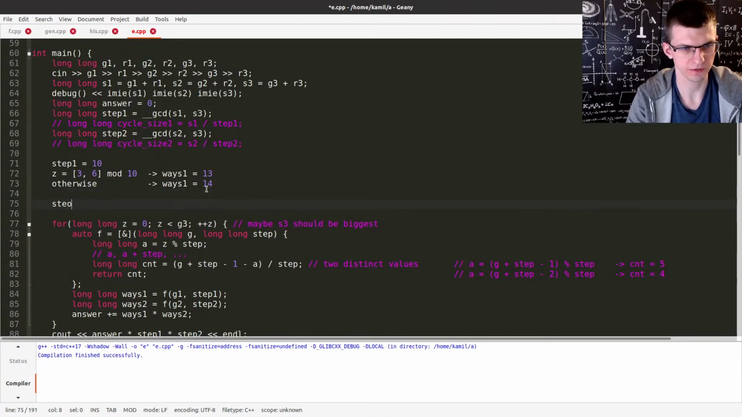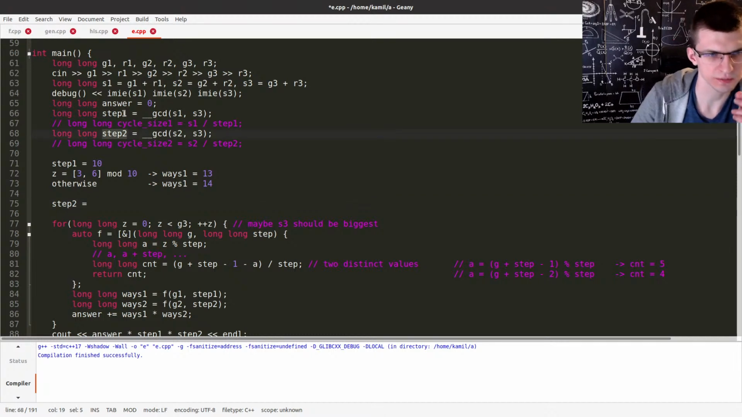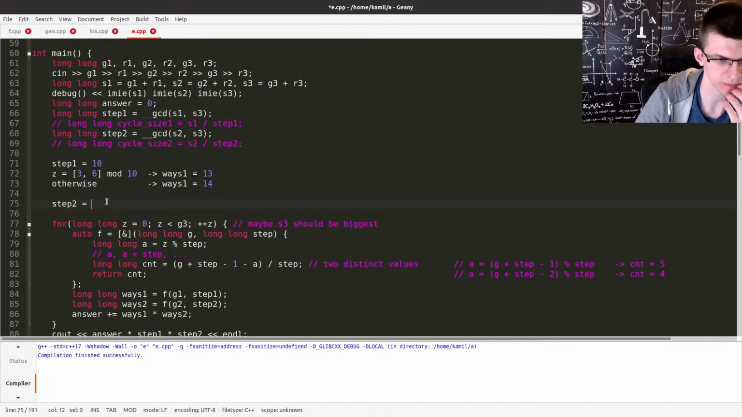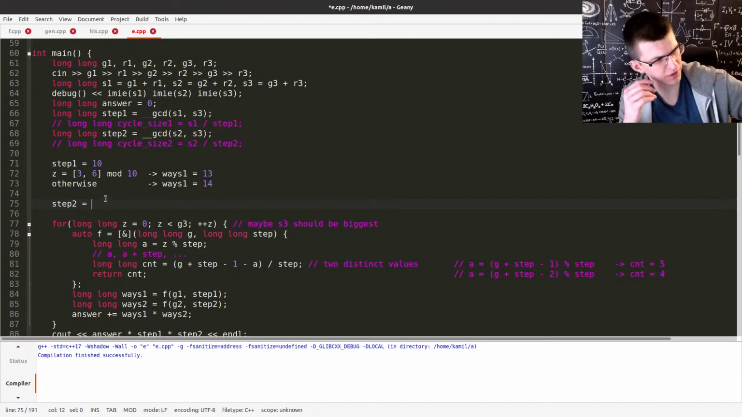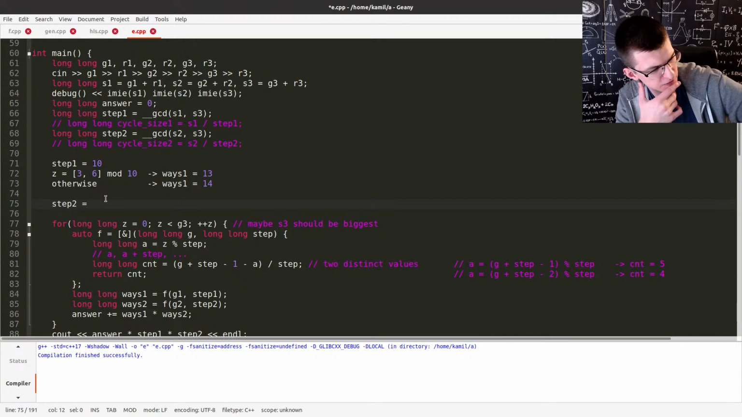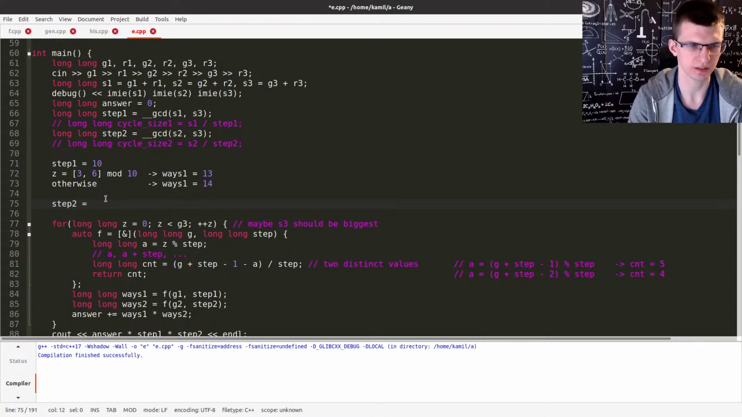We'll have similar thing for step 2. Can step 1 and step 2 be independent? This is GCD of those two numbers, GCD of those. They can have something common, then they can not have something in common. Maybe if all three numbers have something in common, then I can divide all of them by it. Can think about it later.